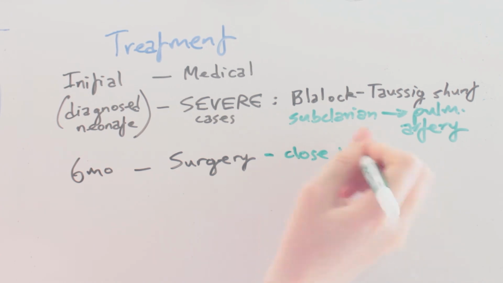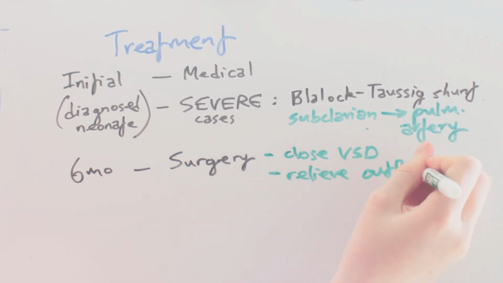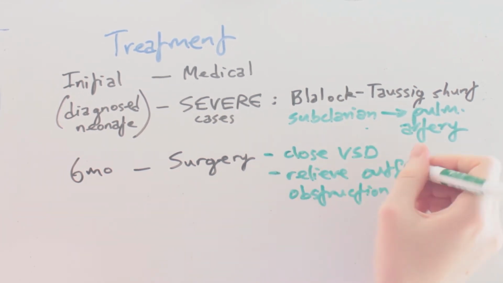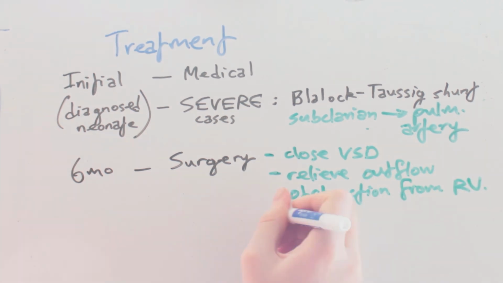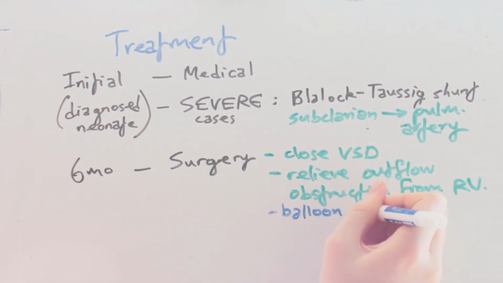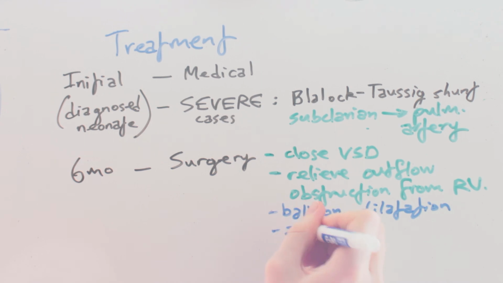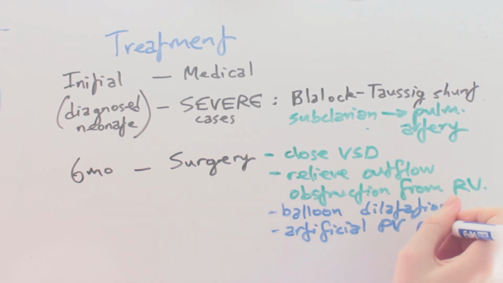This is to close the ventricular septal defect and also relieve the outflow obstruction from the right ventricle. Methods include balloon dilatation of the valve, or placement of an artificial pulmonary valve patch.